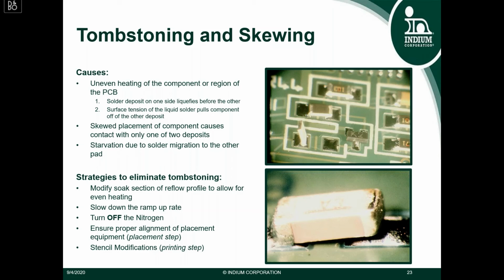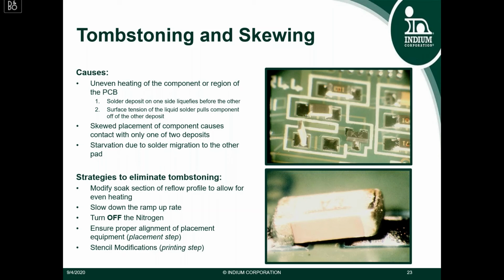Some strategies to eliminate tombstoning. You can add a soak to your profile to help get the cooler solder joint equal to the temperature of the hotter solder joint. You could slow down the ramp up rate of your profile to do the same thing, to make sure that the solder paste deposits are at the same temperature throughout the entire length of the profile.